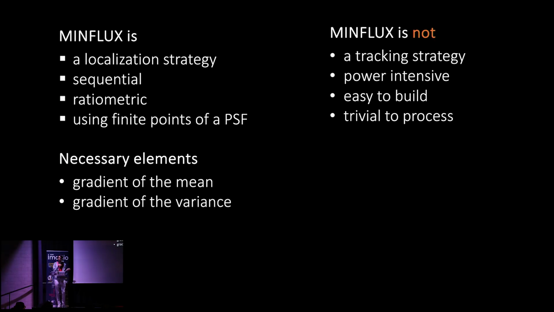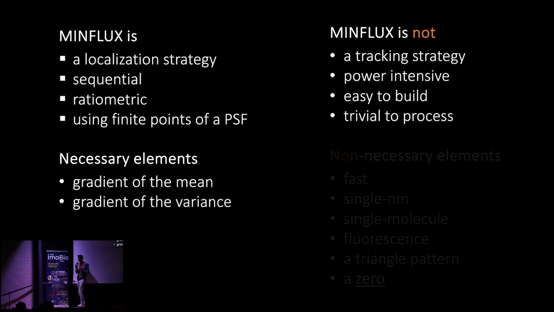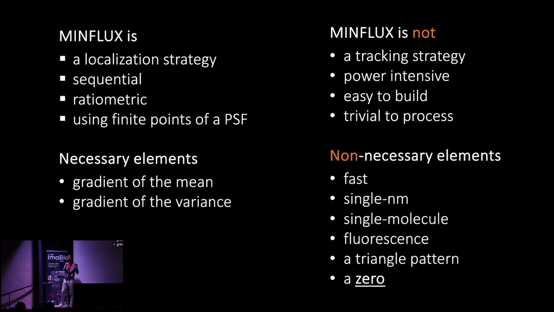The necessary elements to play these geometric tricks are that you should have a spatial gradient of the mean and the variance of the thing that you're measuring. And happily, these photons that we measure are Poissonian, and comply with these requests.